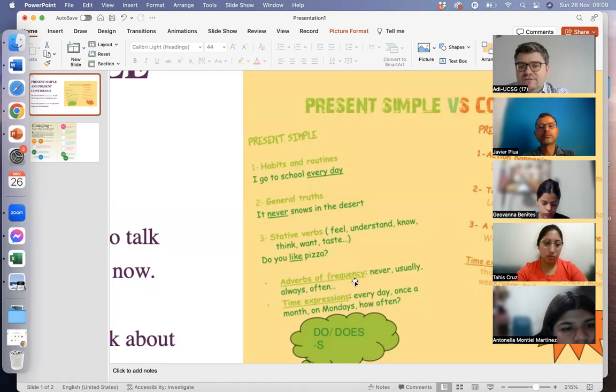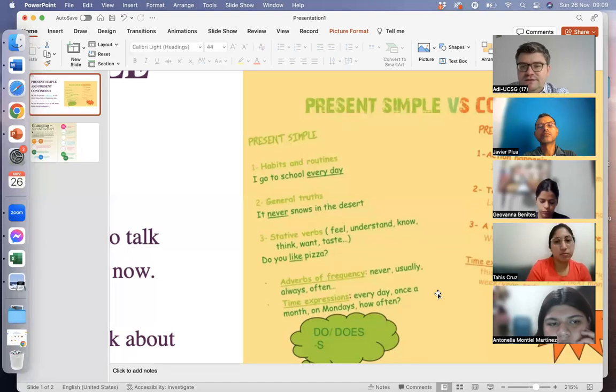And then the adverbs of frequency and time expressions. These are the things that help you to identify when we have the present simple. This is just a very small list, but you should know that with the adverbs of frequency, in other words, how often we do things, or with certain time expressions, every day, once a month, on Mondays, and so on, we are going to be using present simple. So that's a good indication of that.